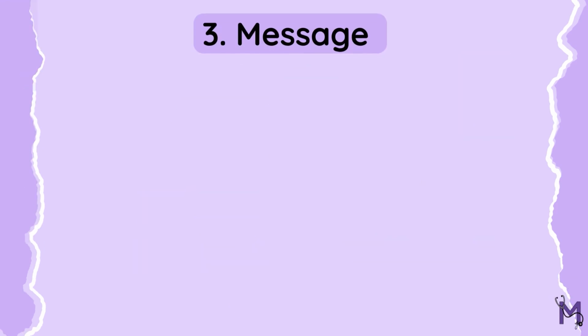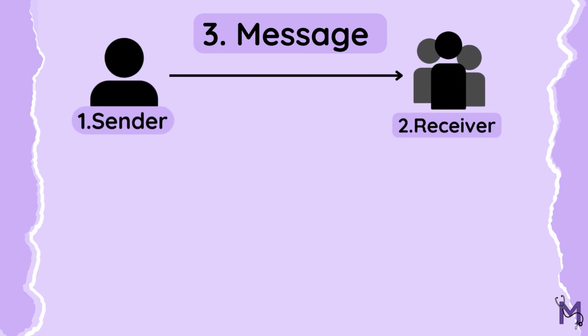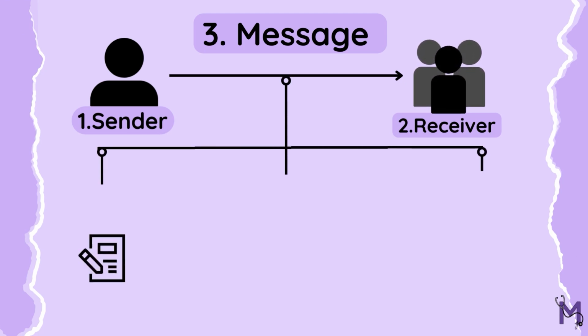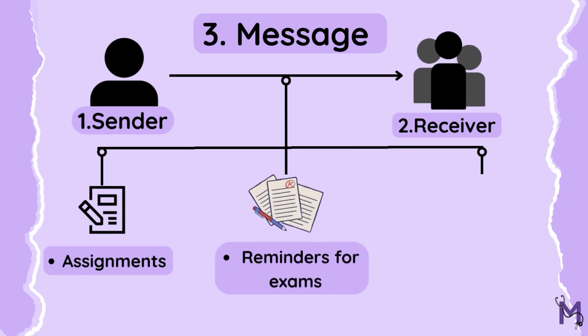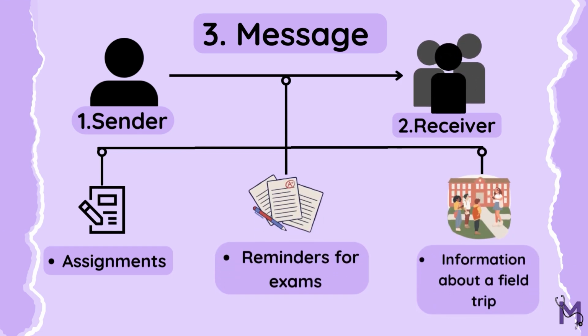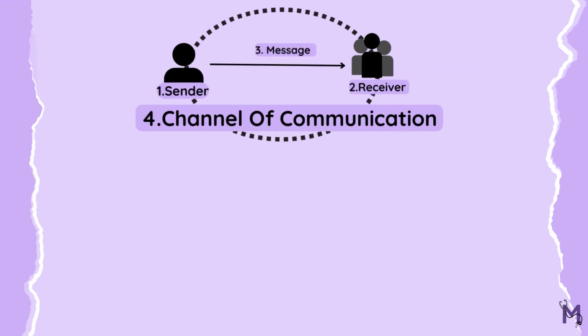The third component is the message, which we already have understood to be the message that is transmitted by the sender to the receiver, as you can see in this image. Circling back to our example, this could include messages for assignments, reminders for exams, information about a field trip, etc. The fourth component is the channel of communication.